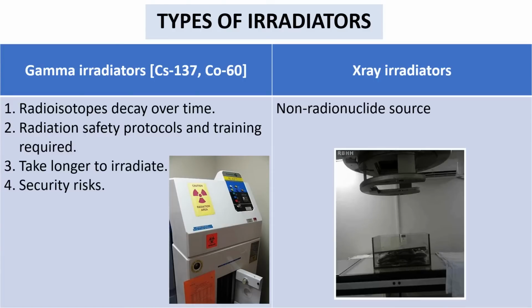There are two types of irradiators available, the gamma and the X-ray. The gamma irradiators utilize radioisotopes which decay over time. Radiation safety protocols and training are required. These take a longer time to irradiate the products and there are certain security risks associated. However, the X-ray irradiators use a non-radioactive source of radiation and hence are easier to use.